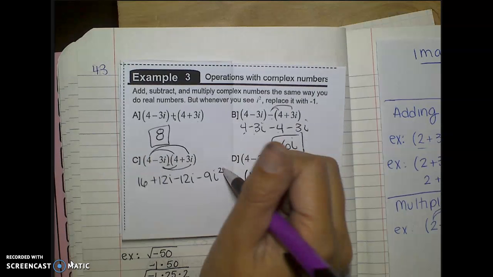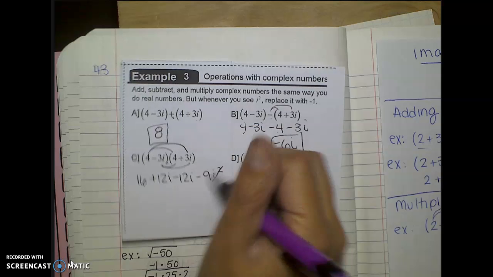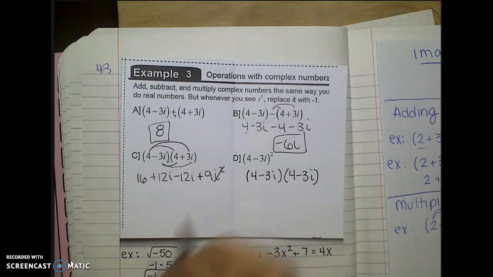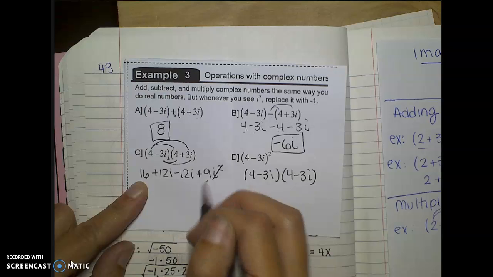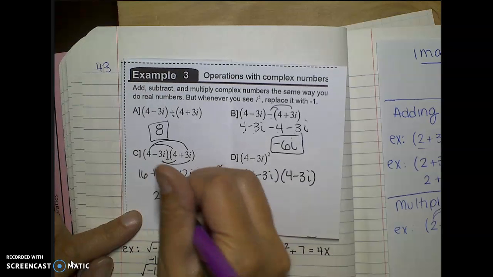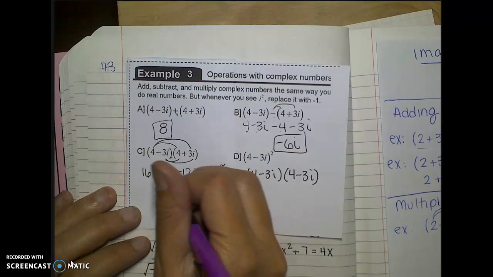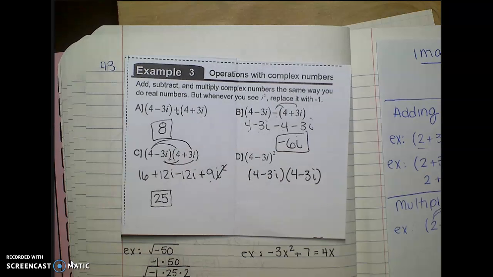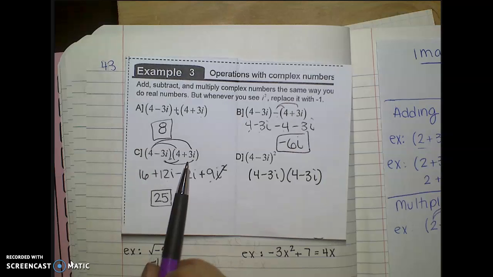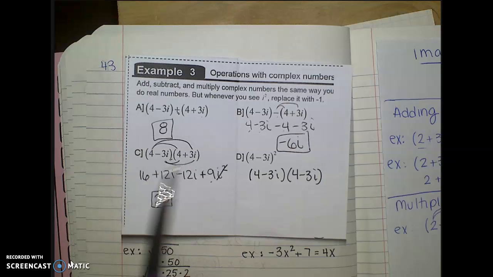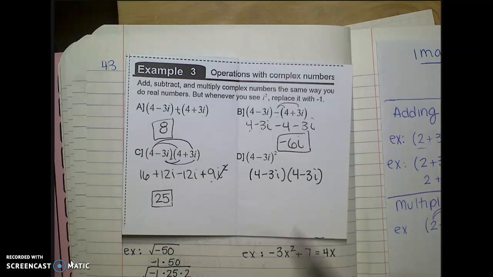So for me, I always get rid of the i squared first. I eat that boy out of there, change the sign. I combine my like terms. So 16 and 9 is 25. And 12i minus 12i is 0. And all of your imaginary parts disappeared because these are conjugate pairs. And conjugate pairs will always do that, which is kind of nice.